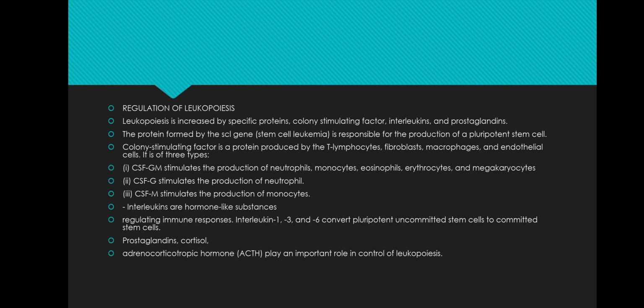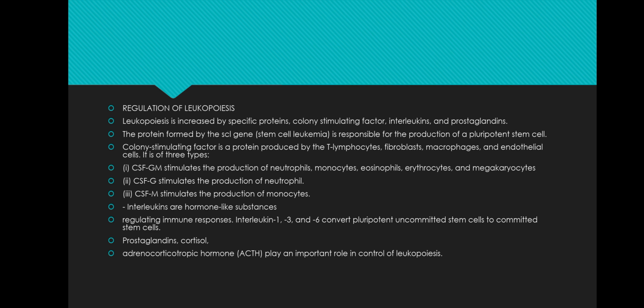Next, the colony stimulating factor is a protein formed by T lymphocytes, fibroblasts, macrophages, and epithelial cells. It is of three types. The colony stimulating factor is necessary for the leukocytes. CSF-GM stimulates the production of neutrophils, monocytes, eosinophils, erythrocytes and megakaryocytes.